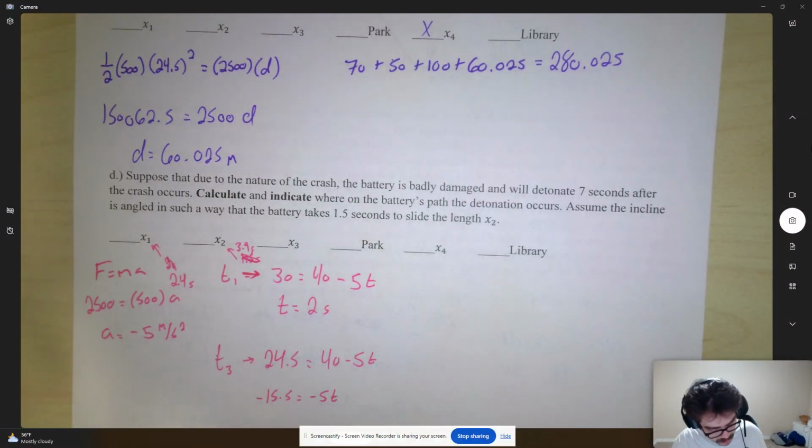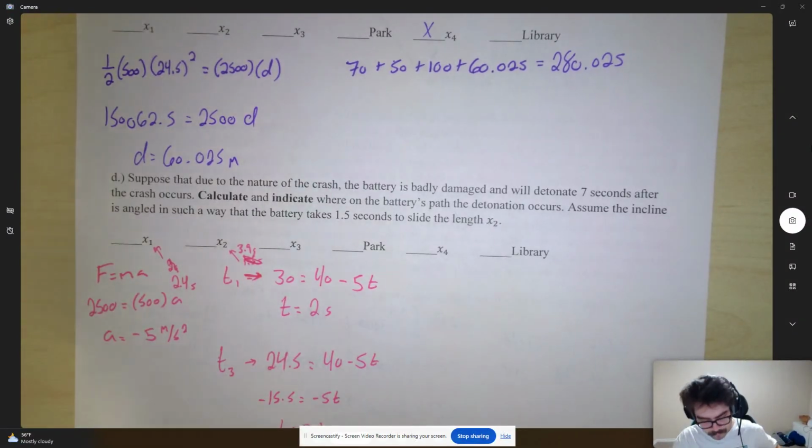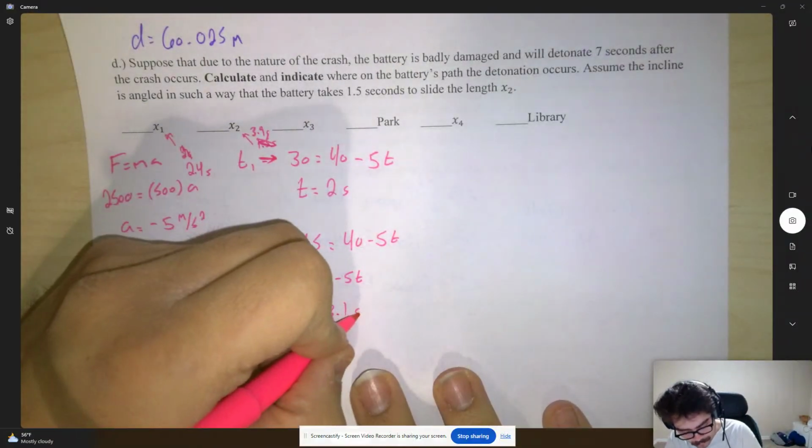Divide both sides by negative 5. And I get 3.1. Okay. Oh, you can't see my math. Oh my goodness, somebody should have told me, right?